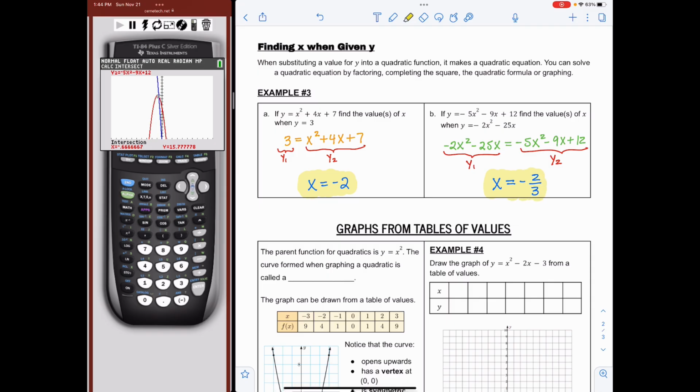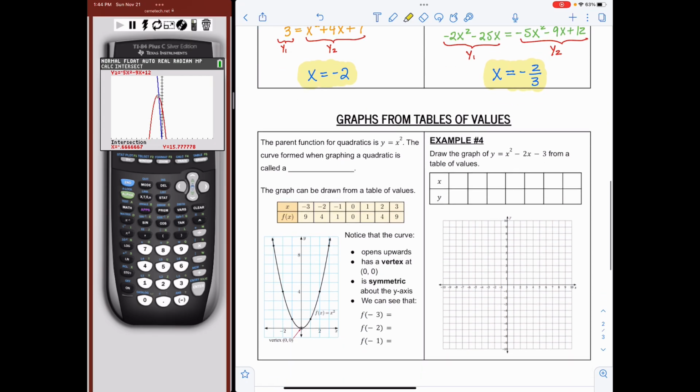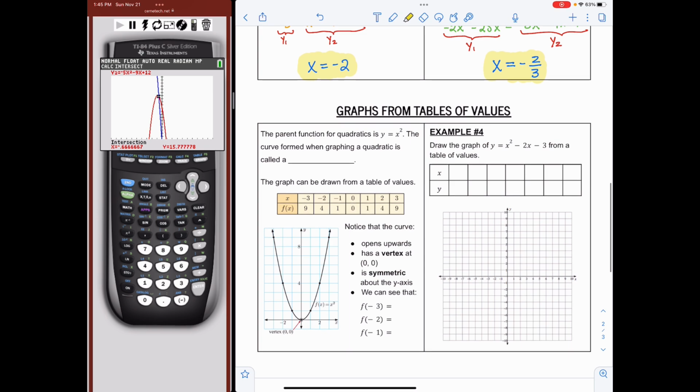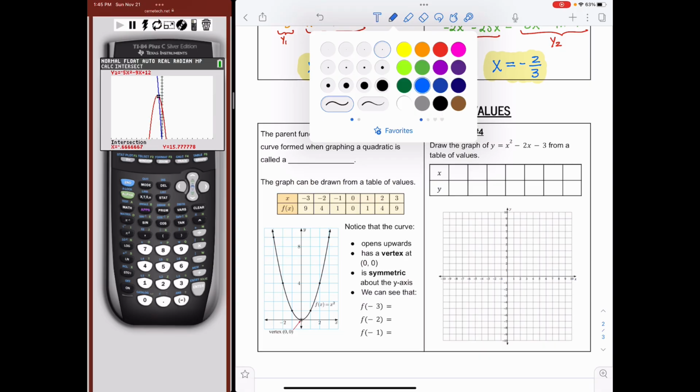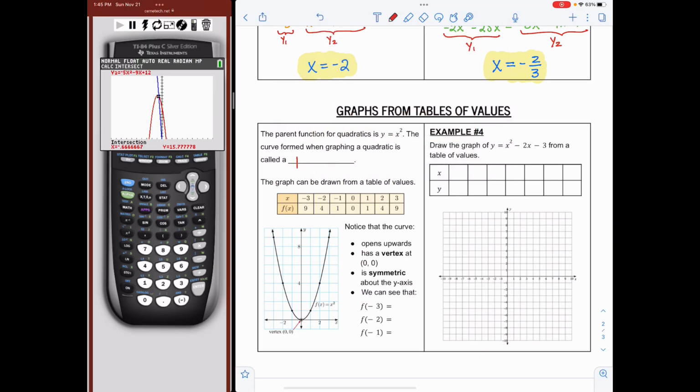So sometimes you may have 1, sometimes you may have more than 1, sometimes you may not have where they intersect. So now let's look at how to make graphs from a table of values. The parent function for quadratics is y is equal to x squared. The curve formed by graphing a quadratic is called a parabola. That is the name of the curve. And the graph can be drawn from a table of values.